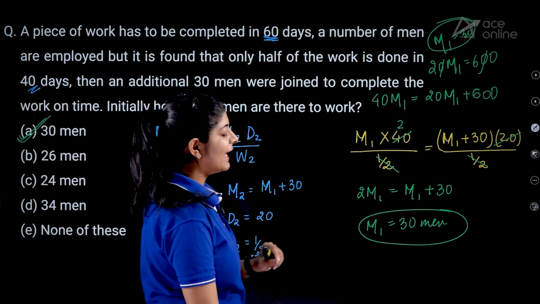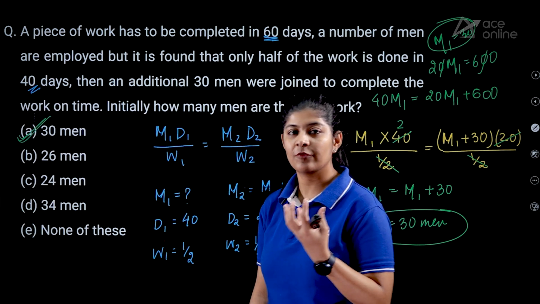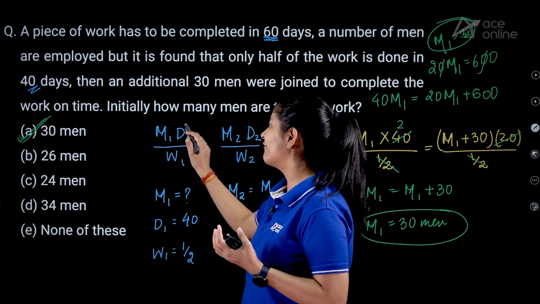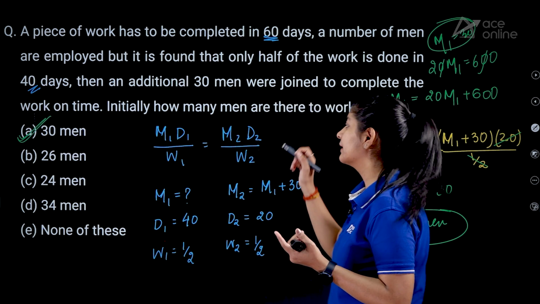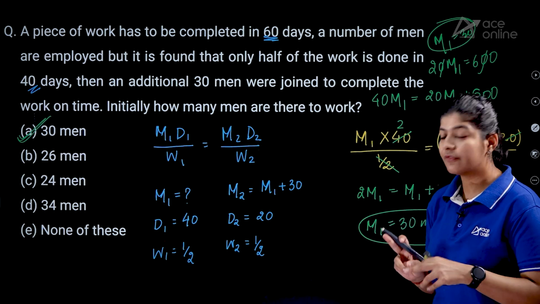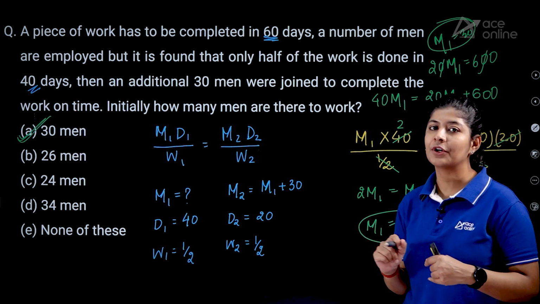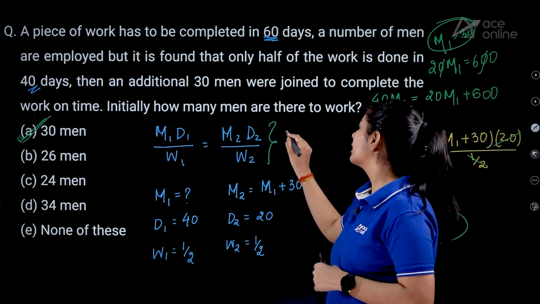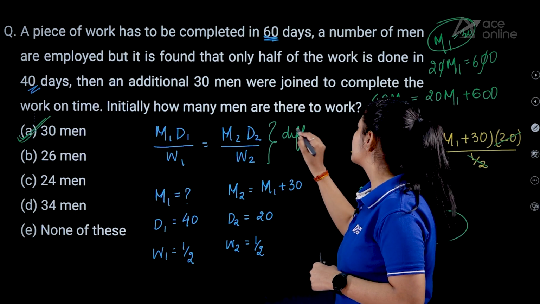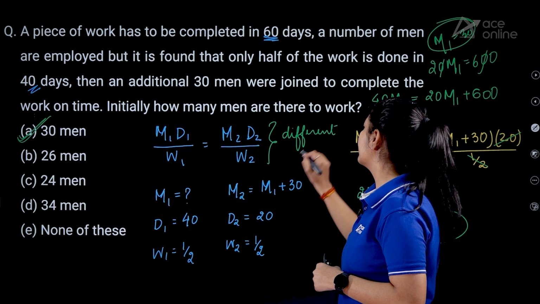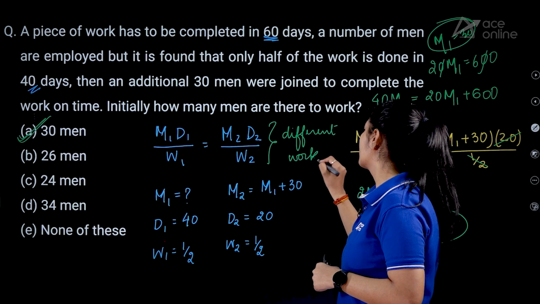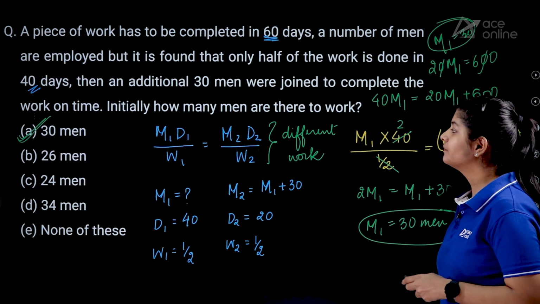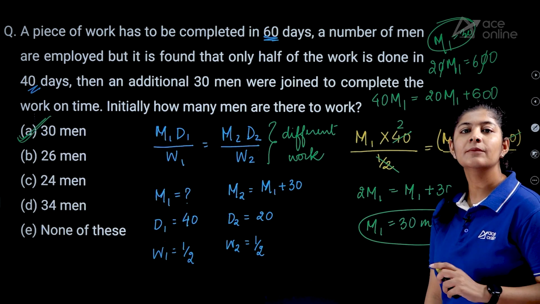Whenever we have the concept of same work, you only have to use M1 D1 equals M2 D2. But if we have a concept of different work, then you also have to introduce W1 and W2. So basically this is the formula for different work, which we are going to use. Is it clear? Okay. Now the next one.